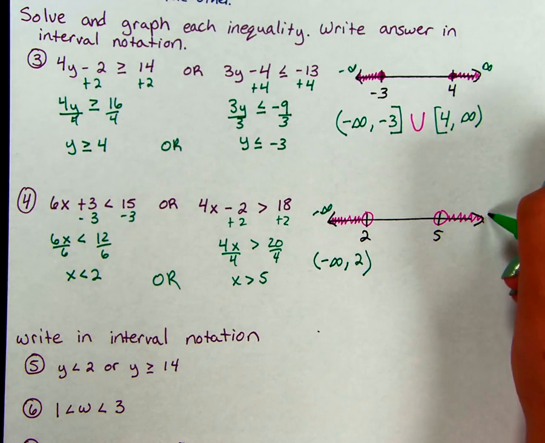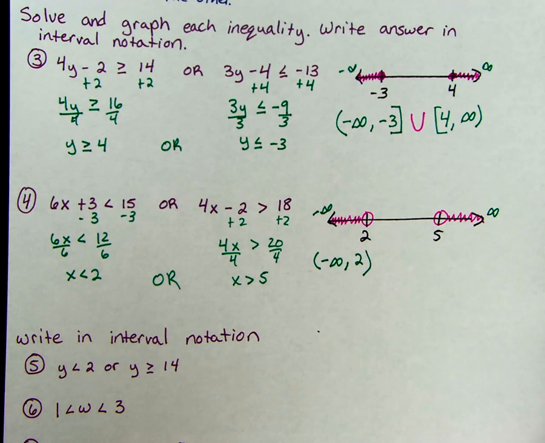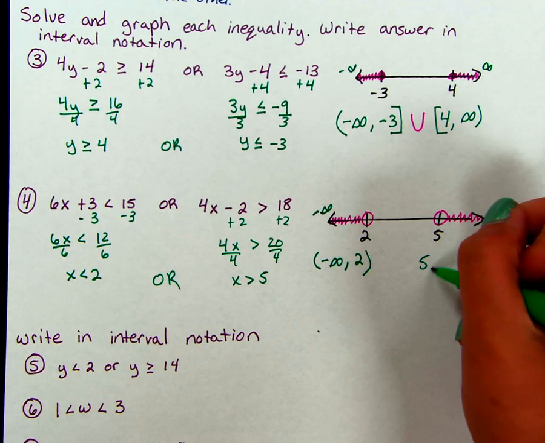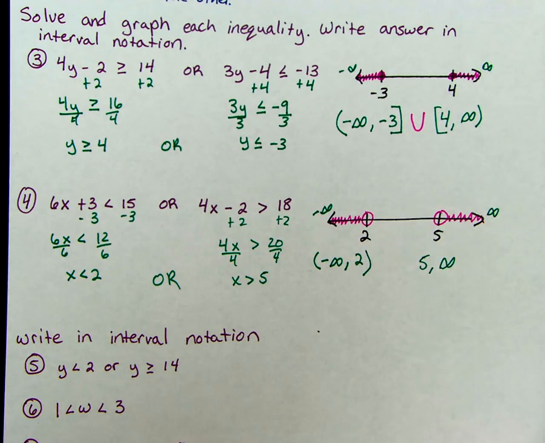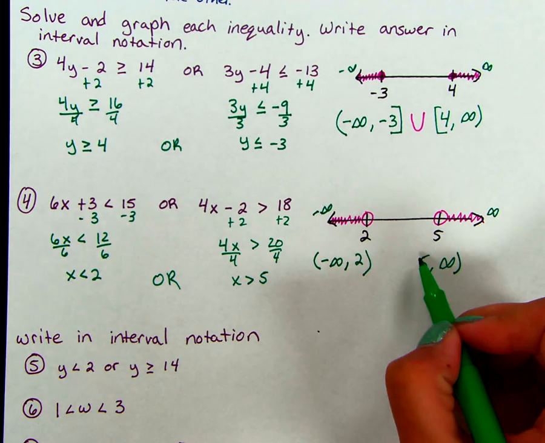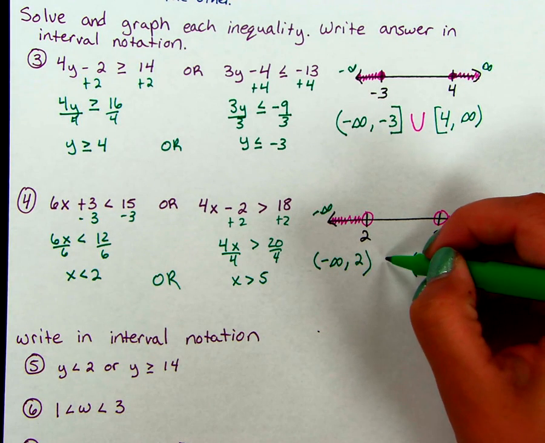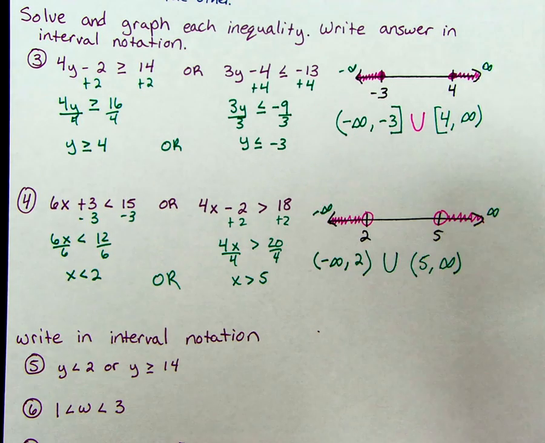So again, this is going towards positive infinity, so that's going to be our biggest, which means then that 5 is the smallest, infinity is the largest. So we need a parenthesis on this side. Again, 5 is not included, so this will also be a parenthesis. And then we draw our union symbol, so or, right in between.